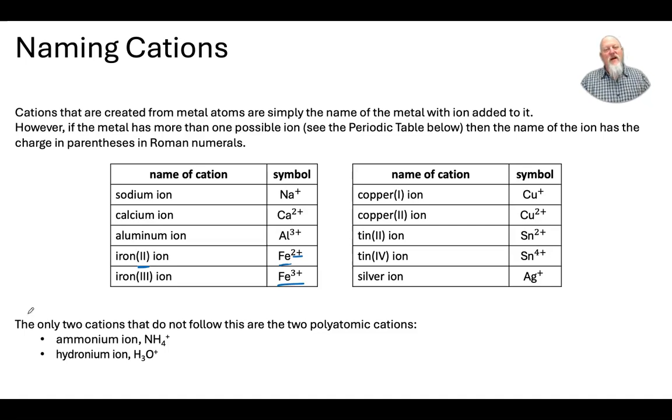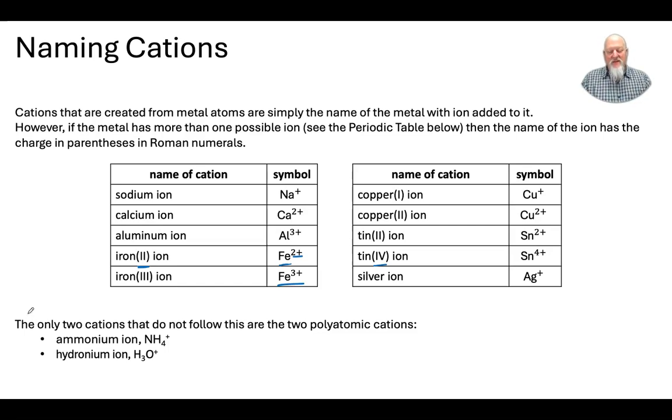Tin has two stable ions, a 2+ and a 4+. So Sn2+, we call the tin(II) ion, with Roman numeral II in parentheses. And for Sn4+, that's the tin(IV) ion, where the Roman numeral is IV. Remember, the Roman numeral for 5 is V, and for the number before that, 4, you put an I next to a V, and you get IV.